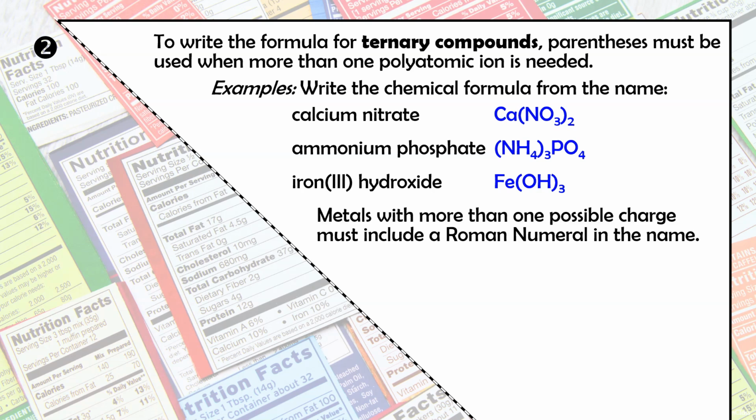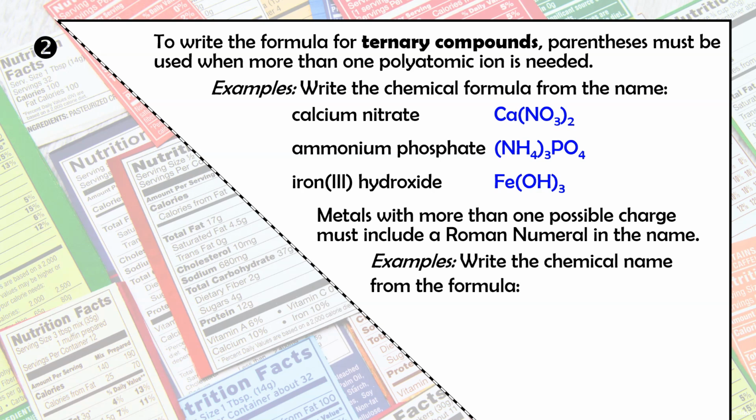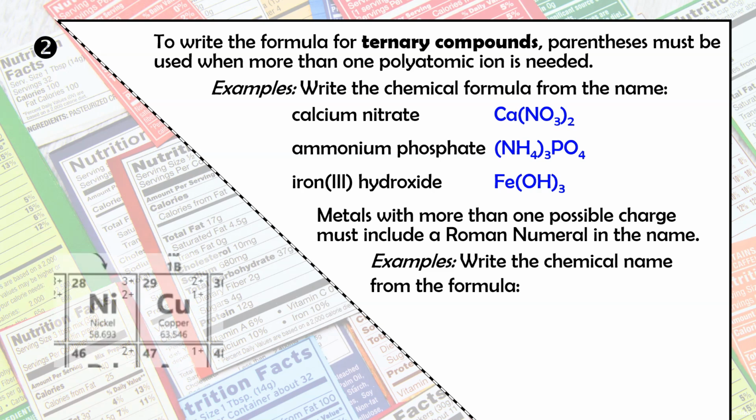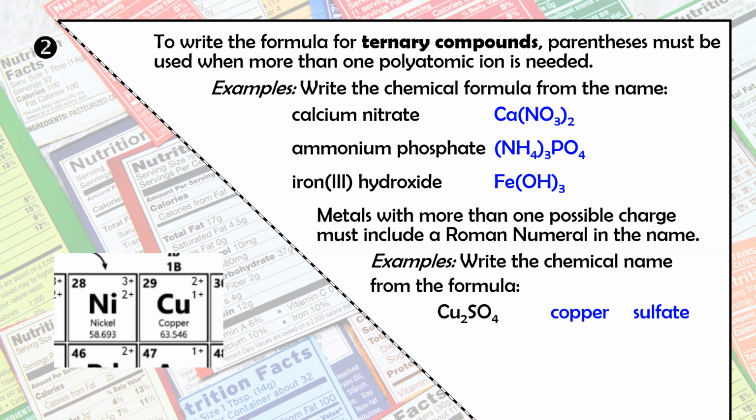Metals with more than one possible charge must include a Roman numeral in the name. That's the only way you're going to be able to differentiate what the charge on the cation is. Let's take a look at this example. So we need this cross-section of the periodic table to be able to identify what the Roman numeral is for this particular compound. So we know copper needs a Roman numeral, and the way that we know that is because we see that it has 2 possible charges.